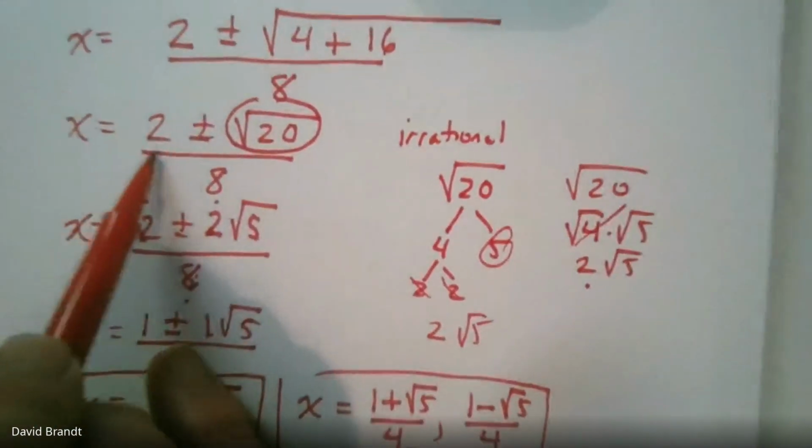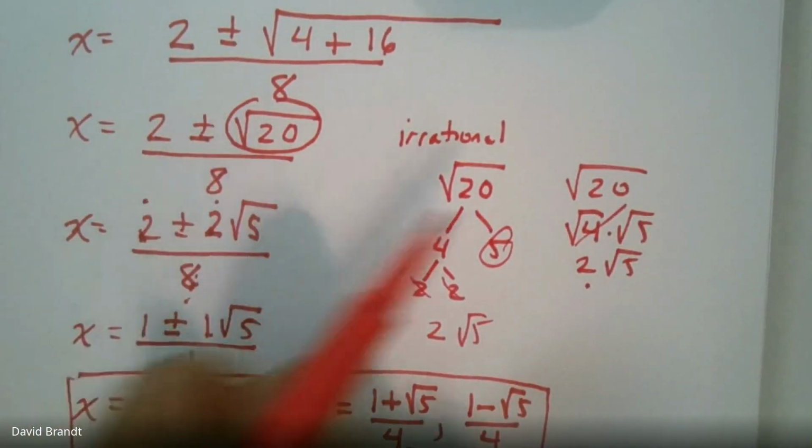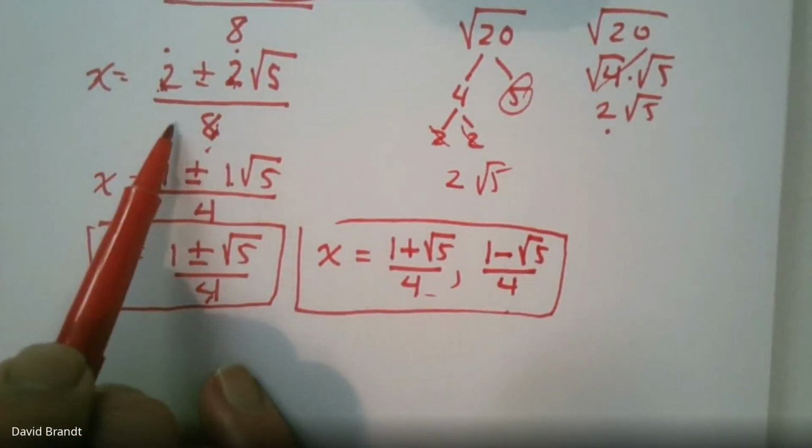Now, up here, this is actually correct. 2 plus or minus the square root of 20 over 8, but you should reduce it by breaking up the square root and reducing all three of these numbers at the same time.